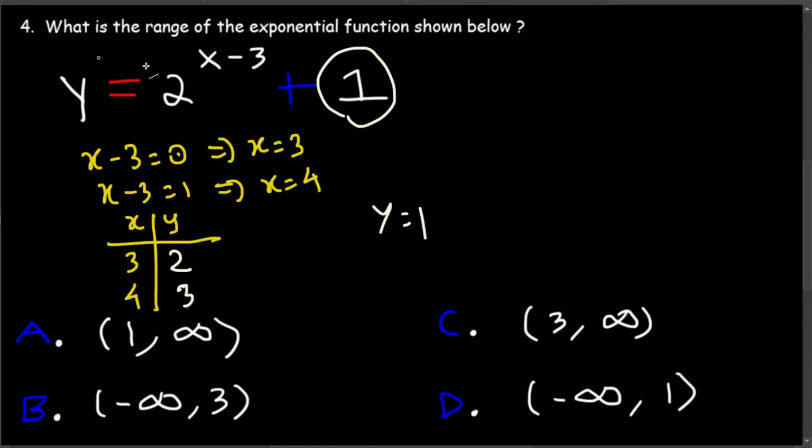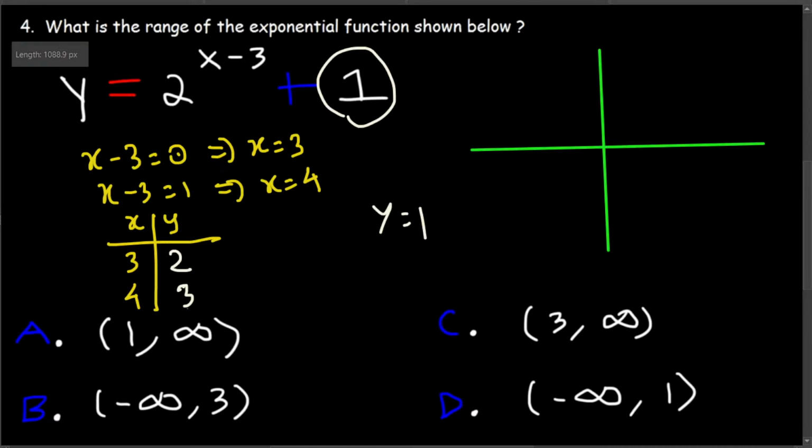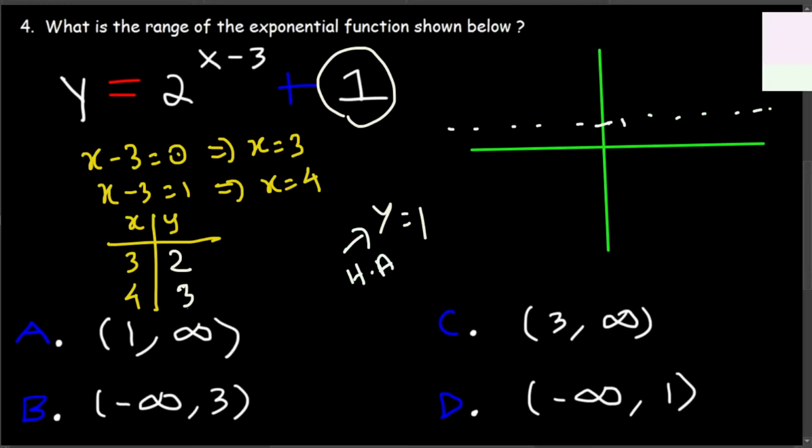Okay, let's draw the graph. Let's say y-axis, x-axis, and the values we have. First, let's go ahead and draw the horizontal asymptote. This is our horizontal asymptote. The horizontal asymptote is at y is equal to 1. So 1 here, and we are going to have a horizontal line like this. And we have to know that the graph doesn't touch the horizontal asymptote.